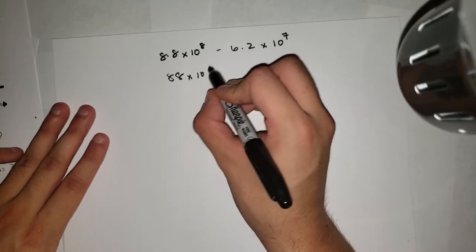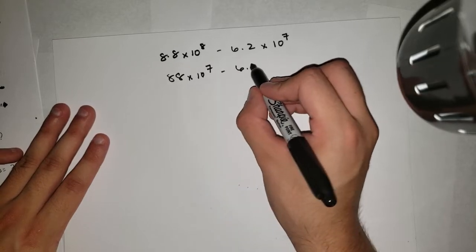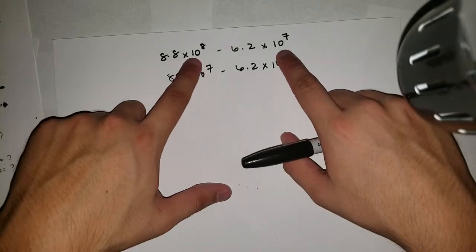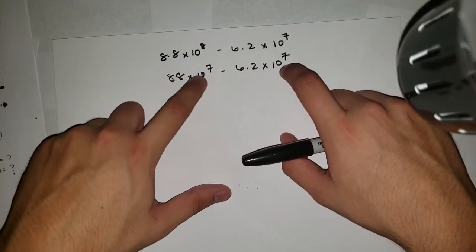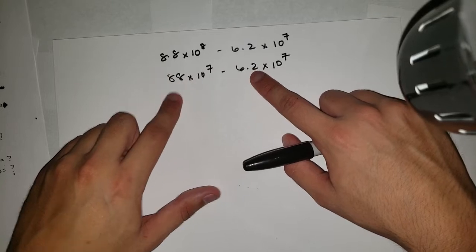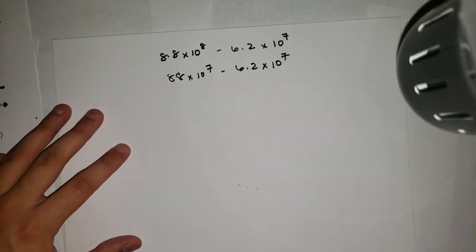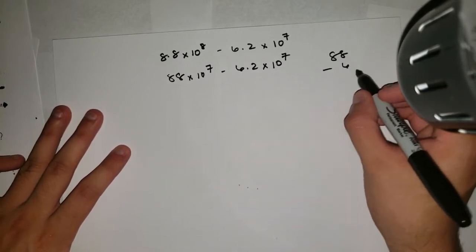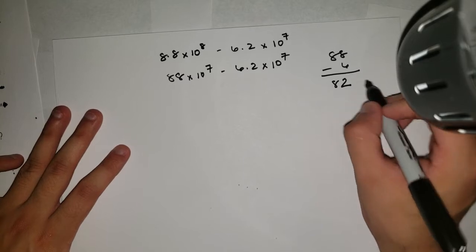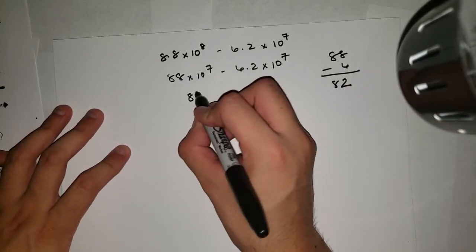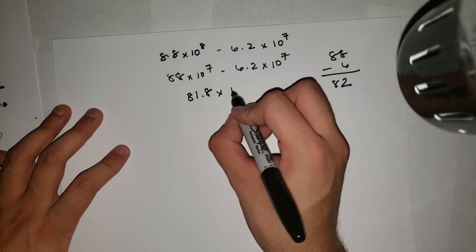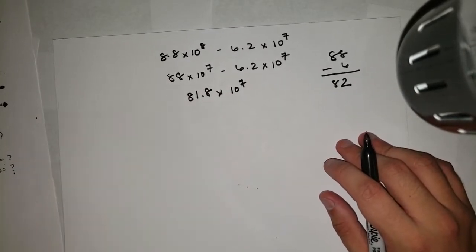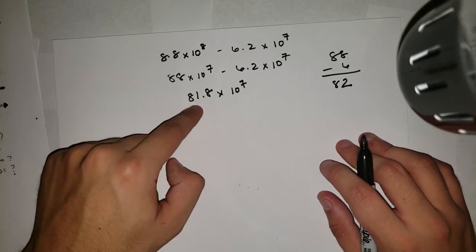So I'm going to get 88 times 10 to the 7 minus 6.2 times 10 to the 7. Now that I have the same power of 10, I can just subtract the regular numbers. So 88 minus 6.2. Well, 88 minus 6 is 82, but minus another 0.2, you get 81.8 times 10 to the 7. 88 minus 6 is 82, but take away 0.2 from 82 and you get 81.8.